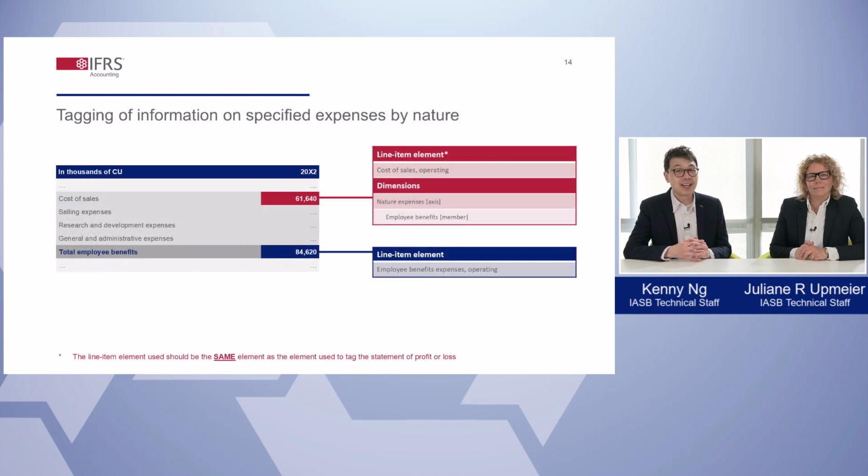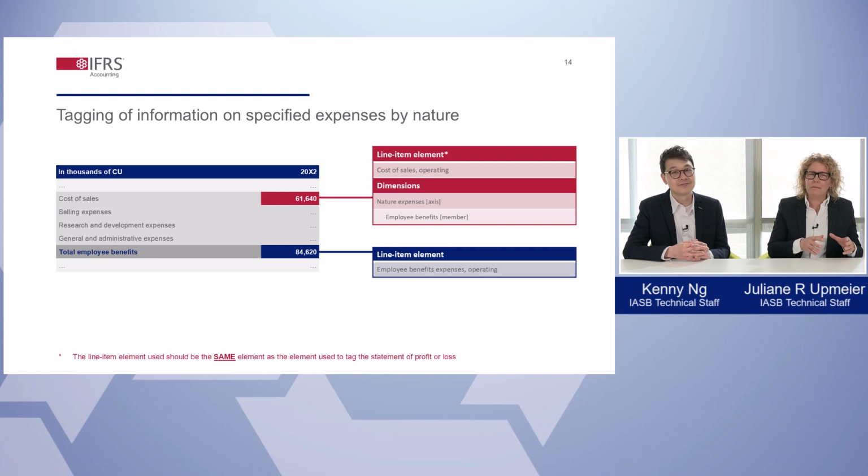Juliana, could you explain how information on the specified expenses by nature would be tagged using this modeling? Of course. It's probably easiest to explain using an example such as employee benefits. Total employee benefits is tagged using the line item element employee benefits expenses, operating.